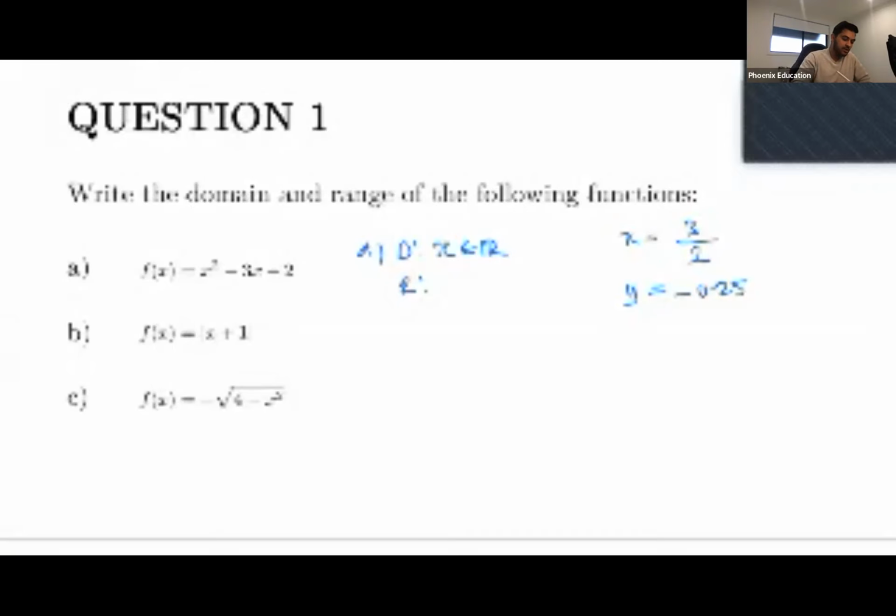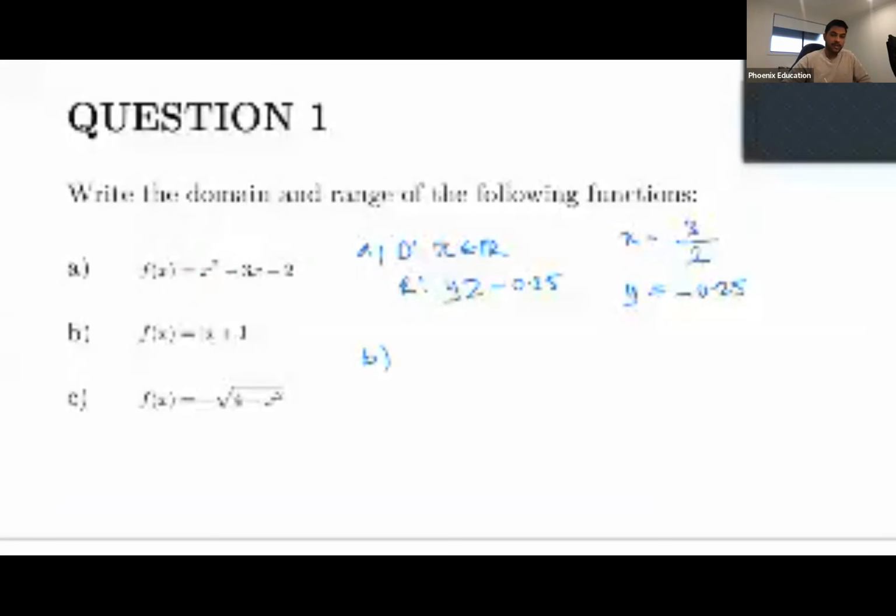So the range would be, and you need to double check to see if this is a concave up or concave down. So in this case, it's a positive coefficient of x squared, so it's concave up. So we'll have greater than or equal to negative 0.25.